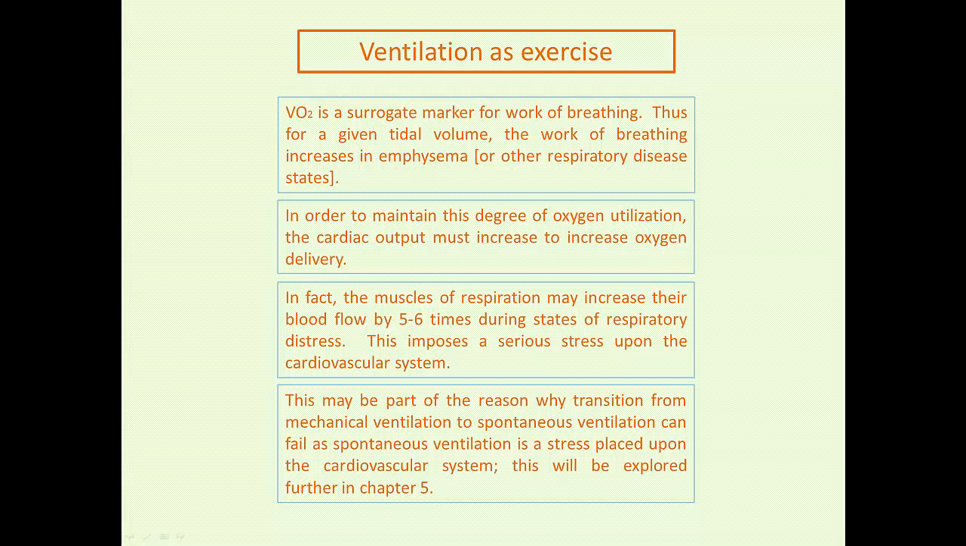And really, the rest of this lecture and the rest of the other chapters deal almost completely with how mechanical interactions between the respiratory system and the cardiovascular system exert stress on each other.